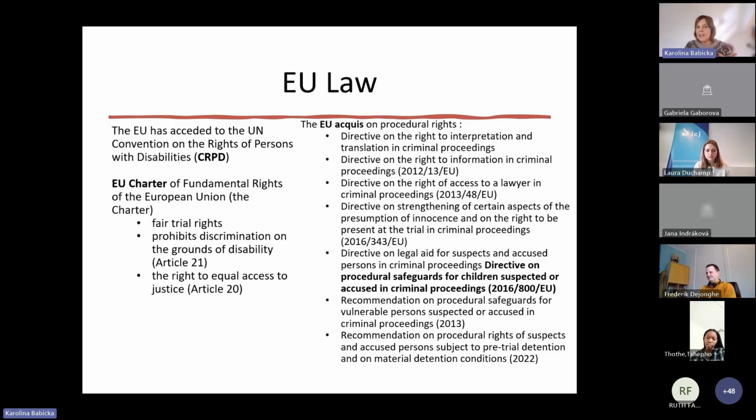At the same time, as the EU has signed and ratified the UN CRPD, and also all the EU member states, there is of course an obligation to apply and implement all the legislation in light of the UN CRPD.